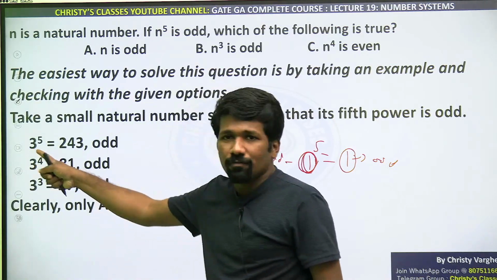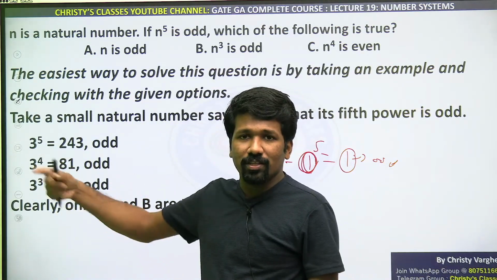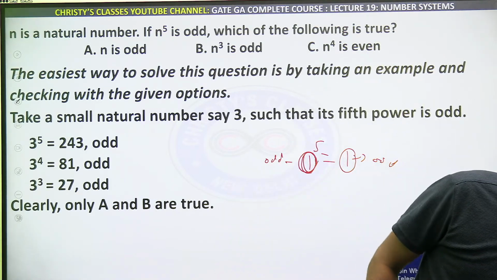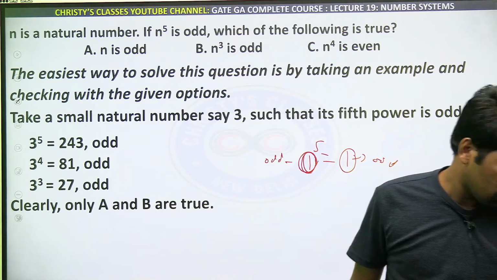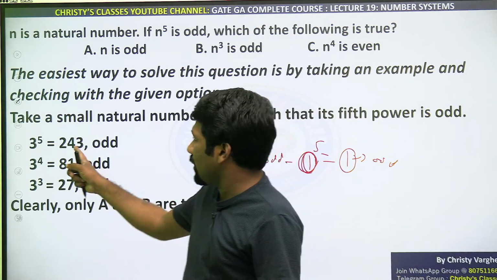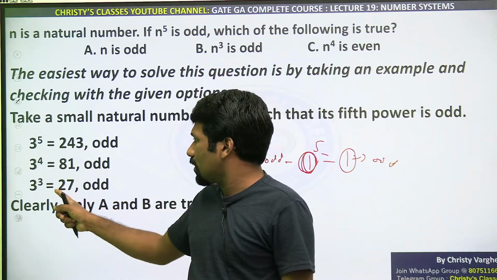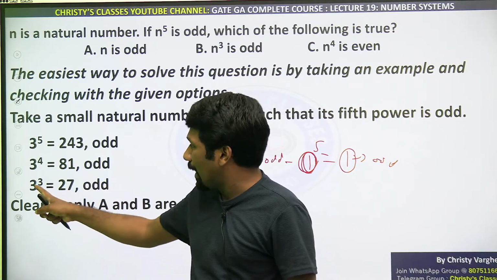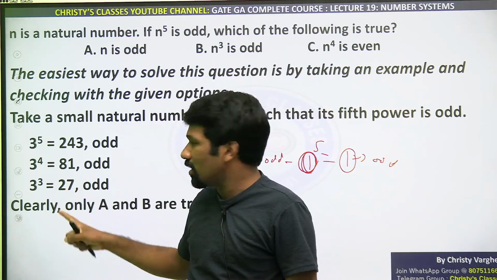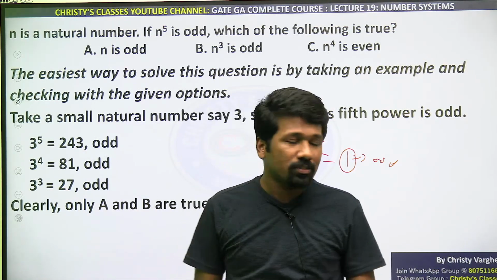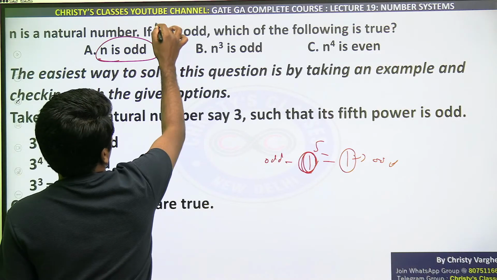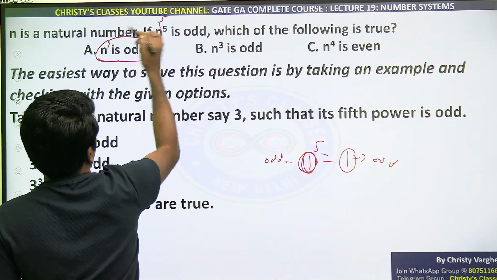3 raised to 5 is 243. 3 into 3 into 3 into 3 into 3. 243. 3 raised to 4 will be 81. 3 raised to 3 will be 27. So 3 and 3 raised to 1 also will be odd number. ये सब odd numbers होगा. That is what I am trying to say. ये सब odd numbers है तो n odd number है वो correct है. 3 raised to 5 odd number है तो 3 odd number है.